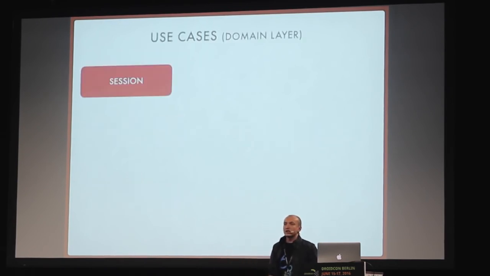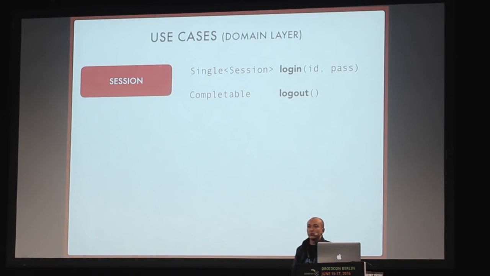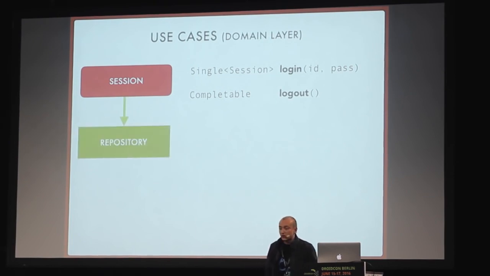So use case is like a business logic, and it's an entry point for data flow. So you go through use case and then go deeper to the data. If we go to talking about examples, so let's say we have a session, and we can create session by login user, or we can destroy session by calling logout. And then use case will talk to repository. It knows what repository to talk about.